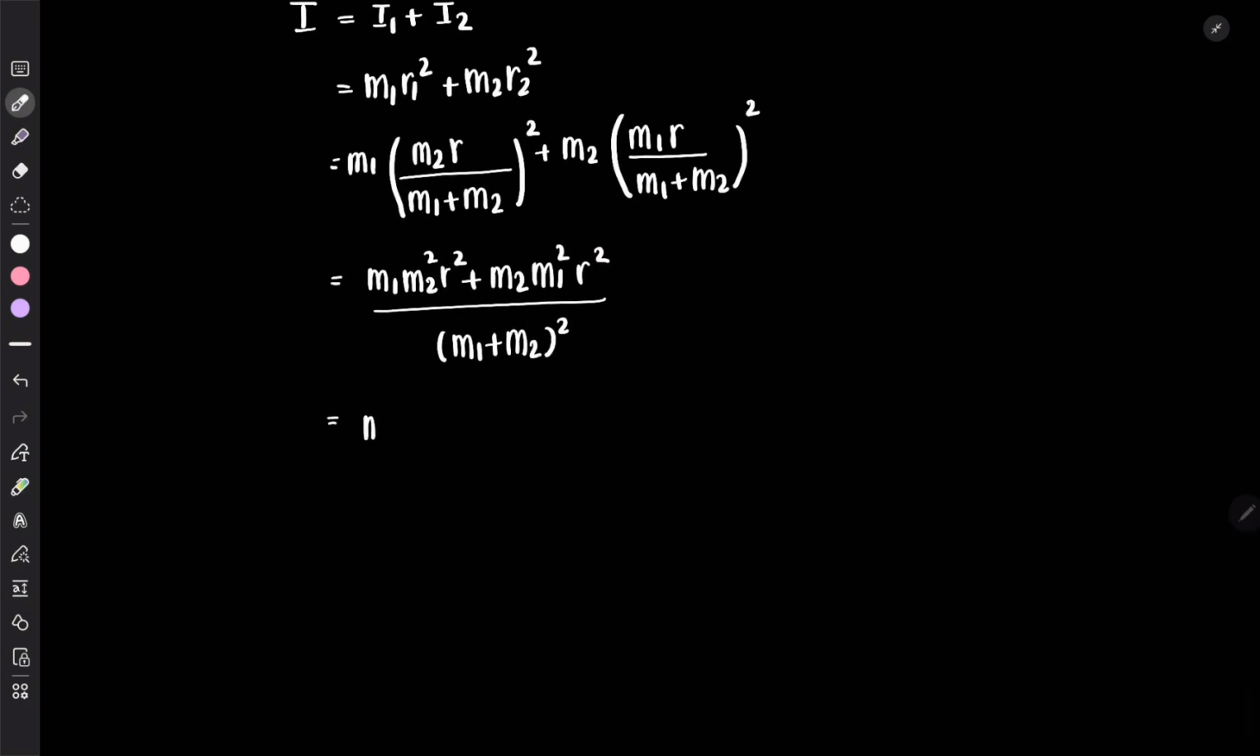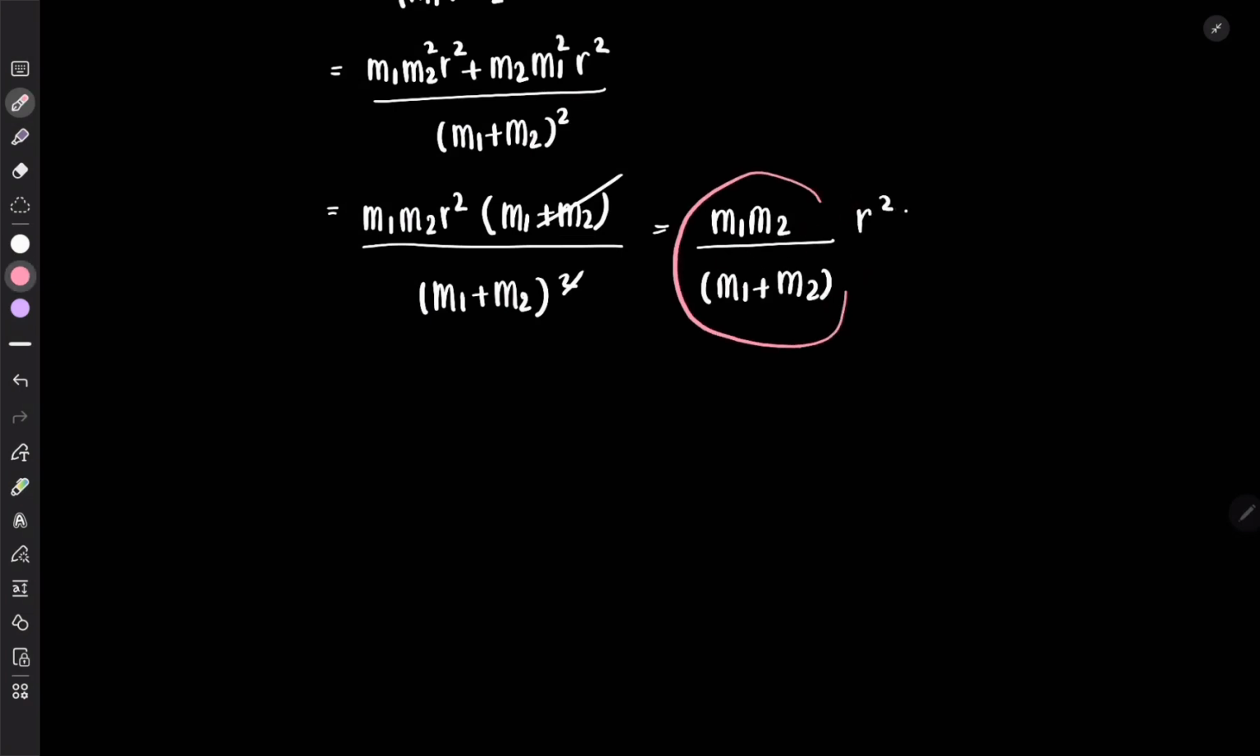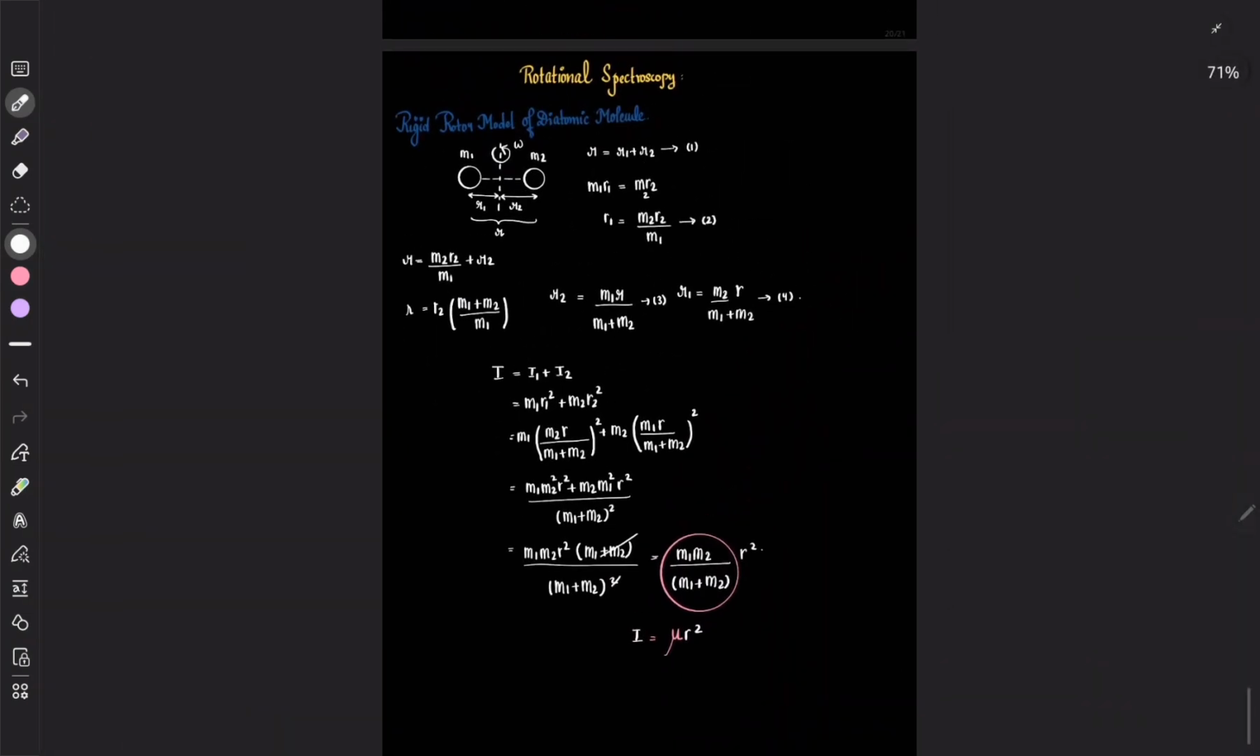So I can take m1 m2 r square common. If I take it, I'll get m1 plus m2 divided by m1 plus m2 the whole square, so it gets cancelled. Finally what I will get is m1 m2 divided by m1 plus m2 into r square. This one is nothing but what? Reduced mass. So I'll write it as mu. That's I is equal to reduced mass into r square.